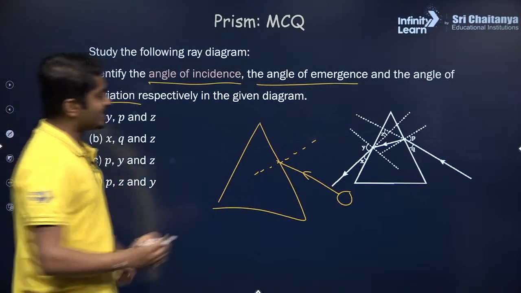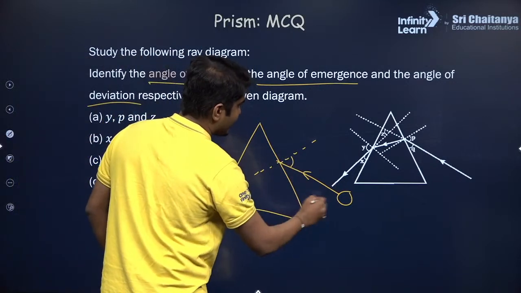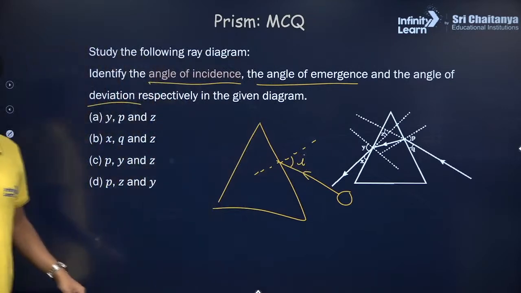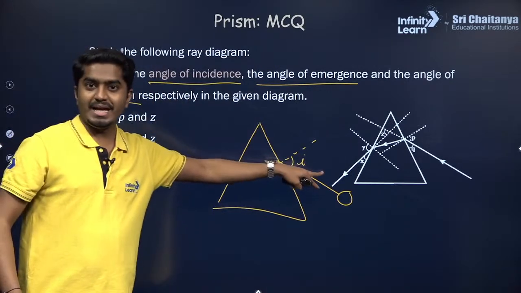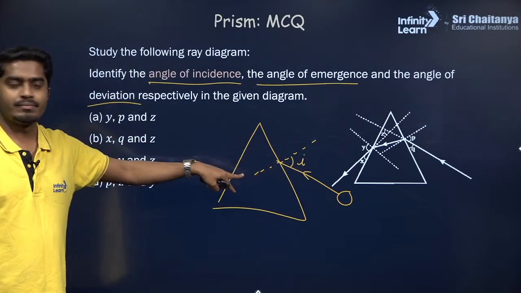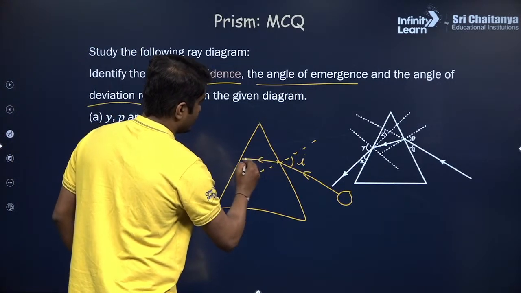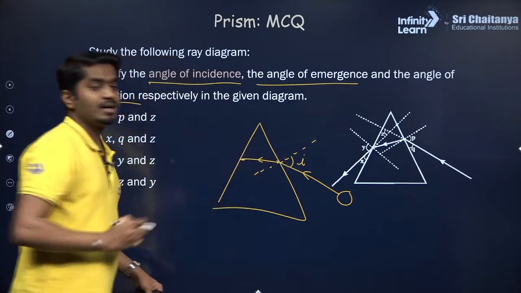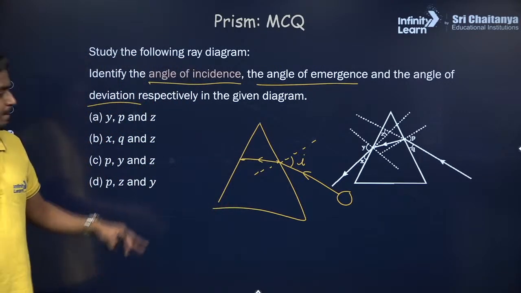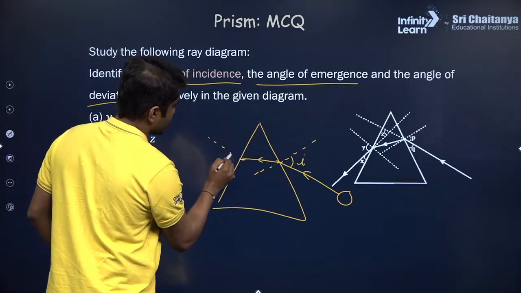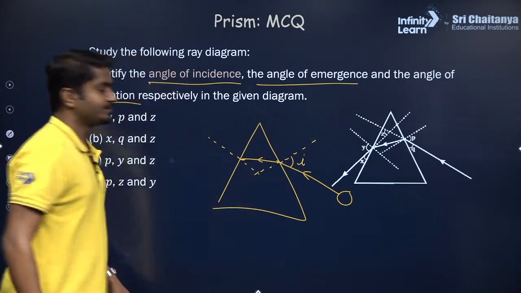So what will be this angle? This is the incident ray, so this is the angle of incidence. Correct? Light is going from air to glass, so it will bend towards the normal. This is our refracted ray. Correct? This is the second point of incidence, so there is again another normal.